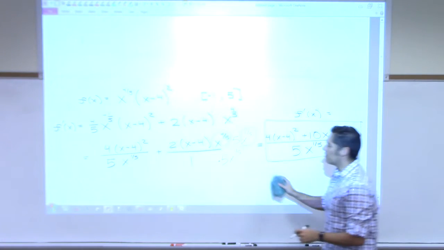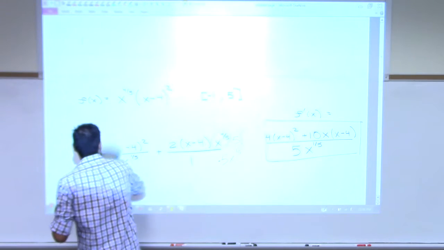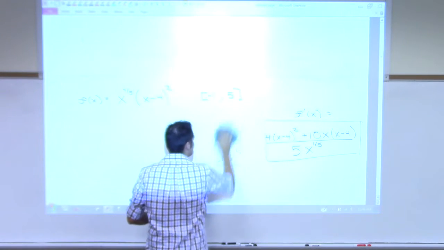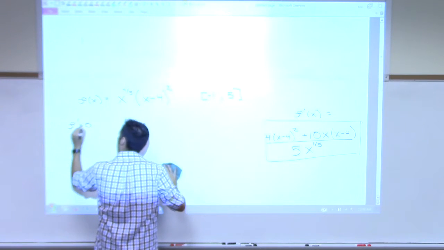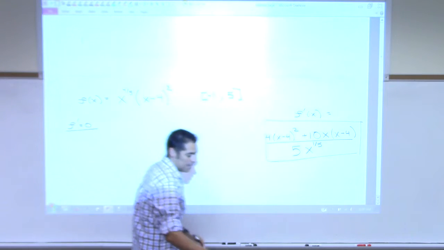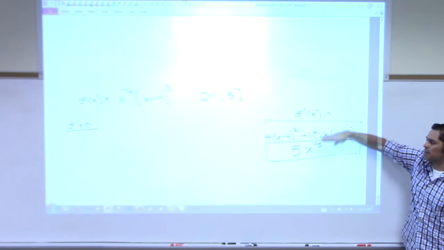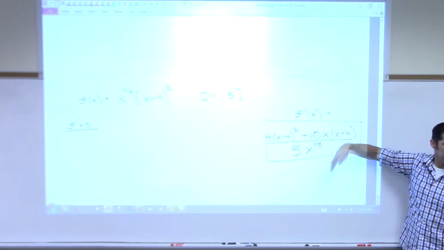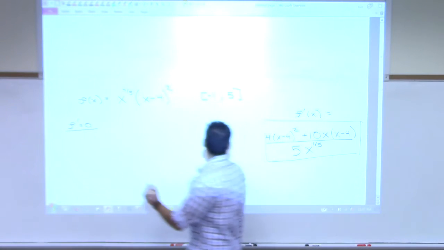Now let's find our critical numbers. I'm going to set the derivative equal to 0. Now, like I just said, the only time a fraction can be equal to 0 is if the top is equal to 0, right? So let me just look at the top and set that equal to 0.